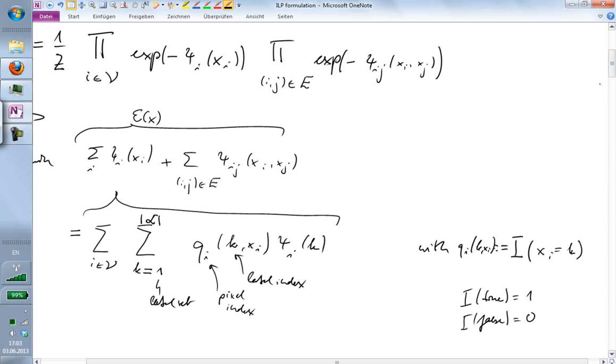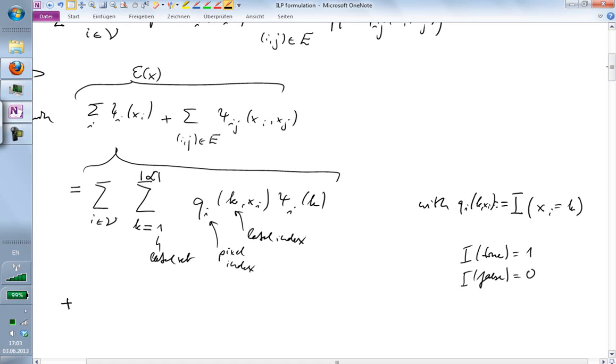Okay, this was for the single site term, and now we still need something for the pairwise term. We have a summation over all pairs i and j in the edge set, and then a summation over the labels that I could have at pixel number i, and over the labels at pixel number j.